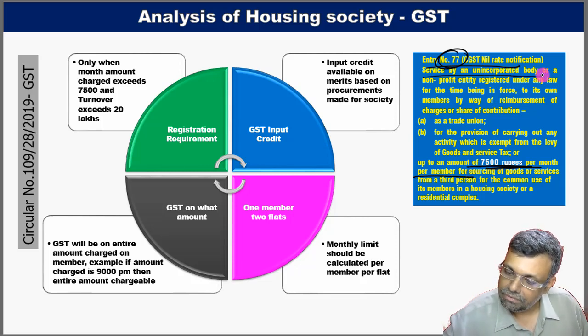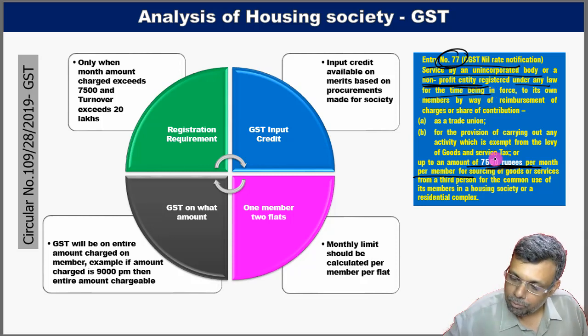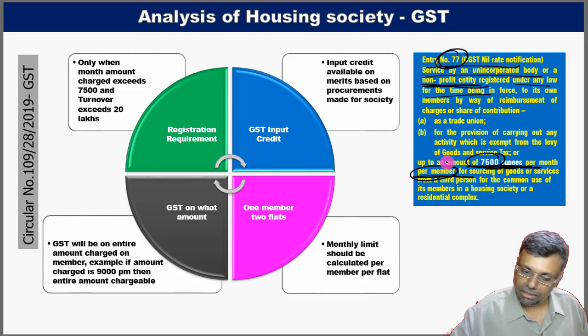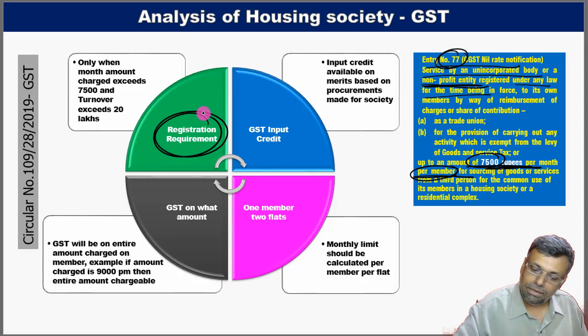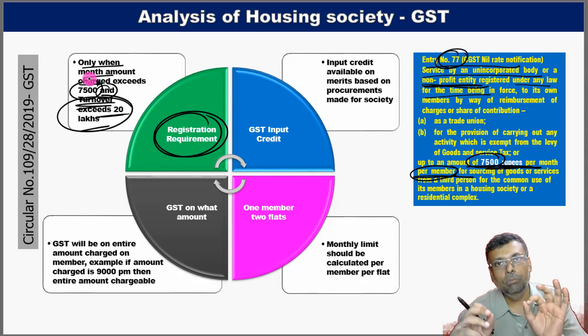So any services of an unincorporated body, a non-profit making entity registered under any law for the time being in force, will be eligible for exemption up to an amount of 7,500 rupees per month per member. Now in this particular case, there are a few clarifications by this circular. First of all, you will need to register for GST only if your total annual turnover exceeds 20 lakhs and your per member per month amount exceeds 7,500 rupees. So both are limits.